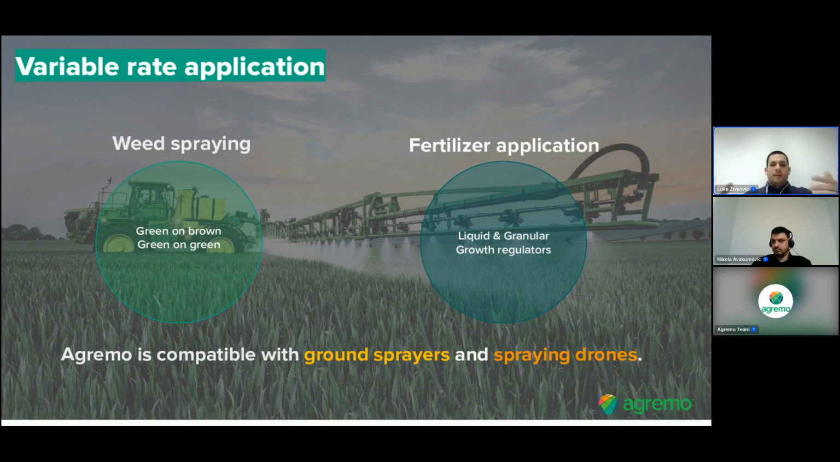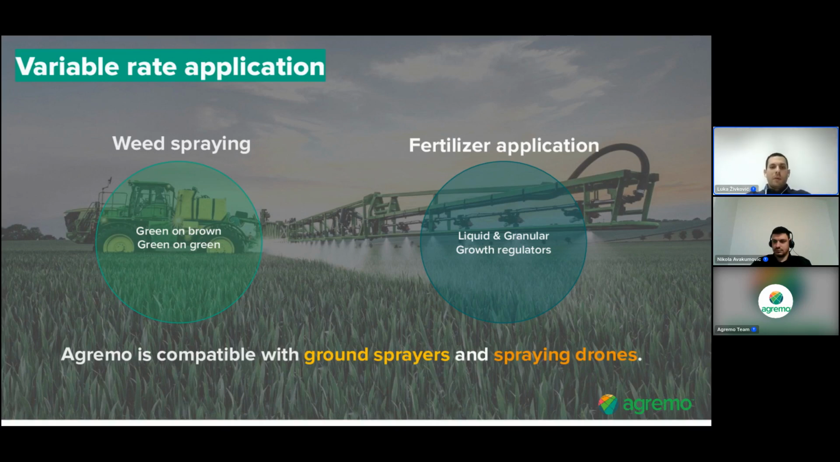The next one is the fertilizer application. You have an option to create prescription maps for both granular and liquid fertilizers. And we also have a lot of successful cases of application of growth regulators using our plant vigor analysis.